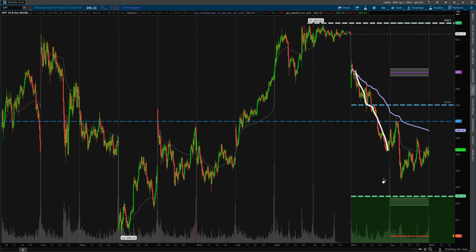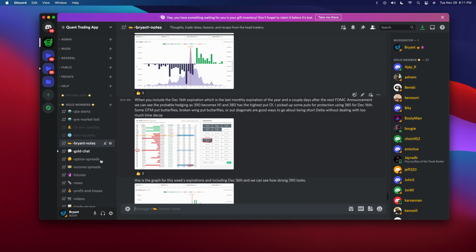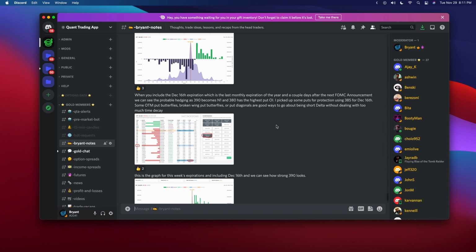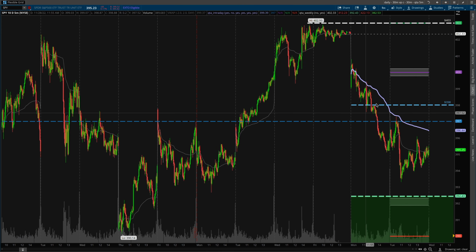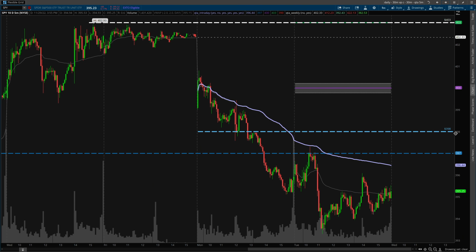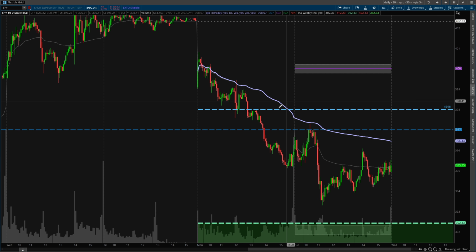And I had some 390 puts that were purchased last week when we were over here, and those puts were the ones I was able to realize on this move, as I had mentioned in the gold chat. But again, as I always say, my trading, or what I'm doing, should not really affect your thought process.